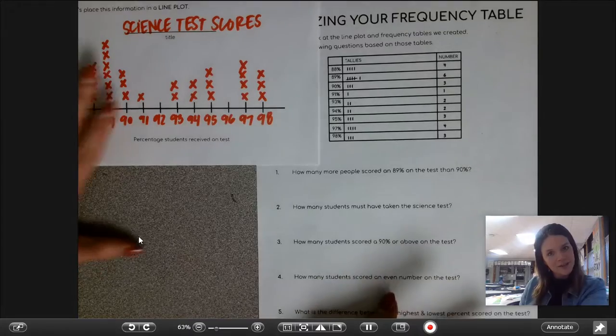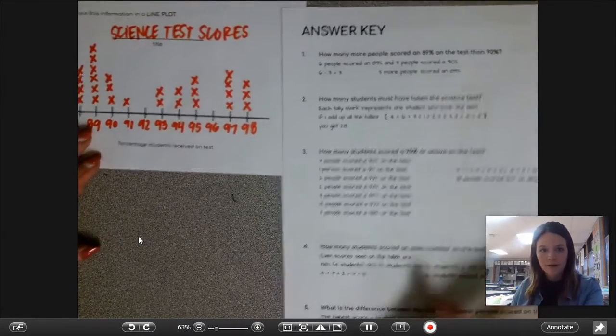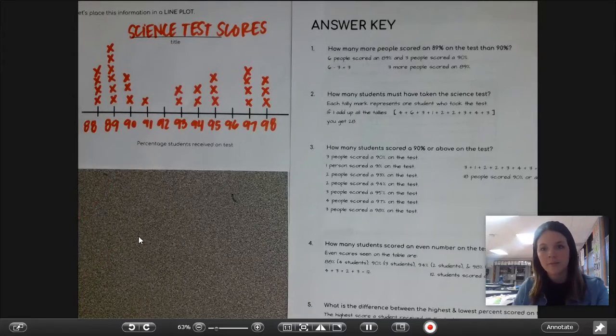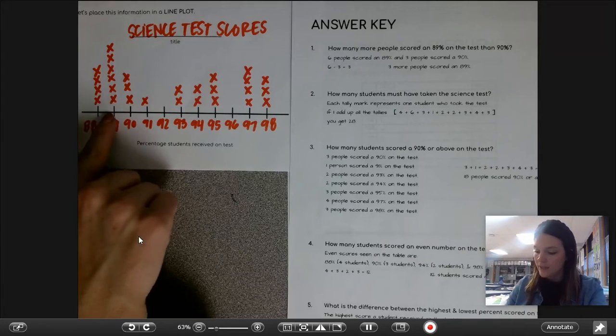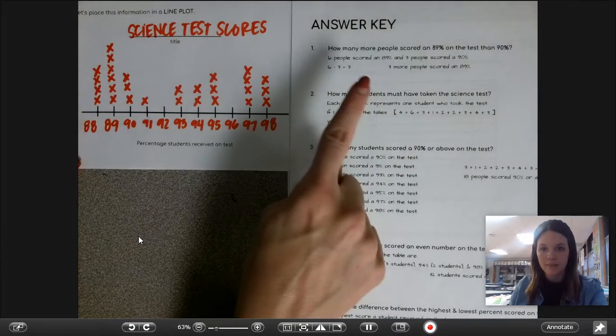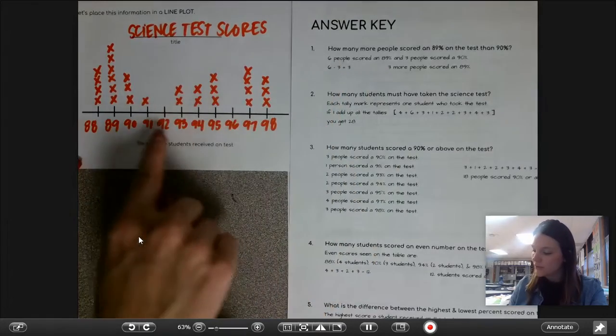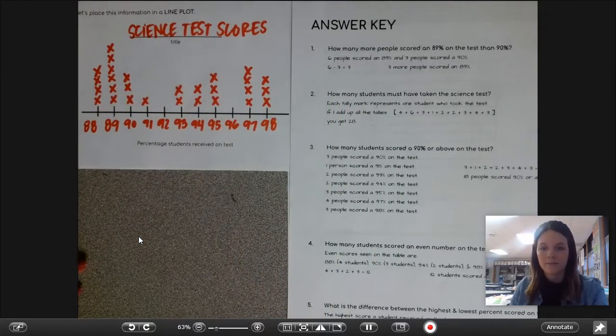And now let's look at the answers. I'm going to go ahead and leave this line plot here so we can see this. Number 1, how many more people scored an 89% than a 90%? Well, I can see that for the 89%, there are 6 people, and then 3 people scored a 90. So 6 minus 3 equals 3, so 3 more people scored an 89%.